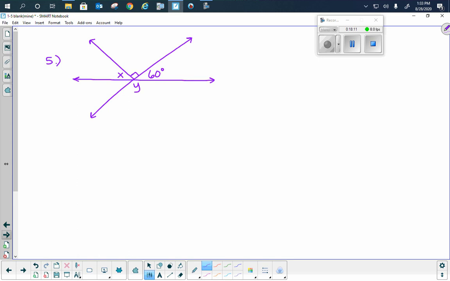Now let's say I was going to give you a more complicated picture like this and ask you to come up with an equation, and you just need an equation for x and an equation for y separately. Okay, so try it for yourself, but then come back and see what we've got.